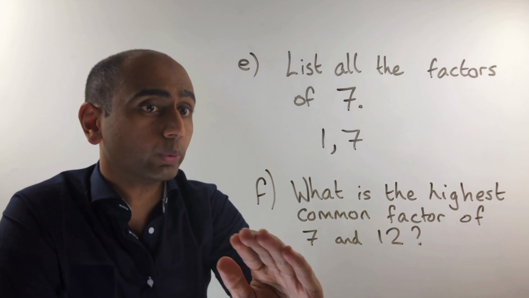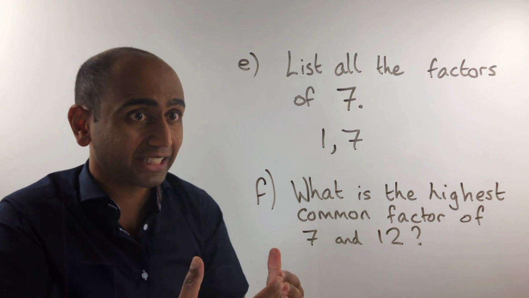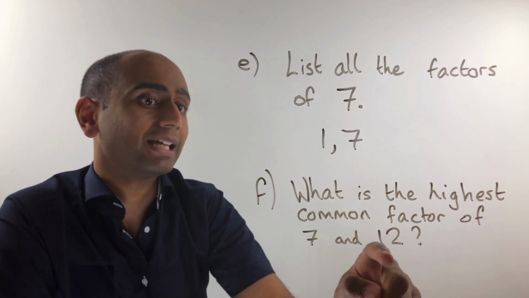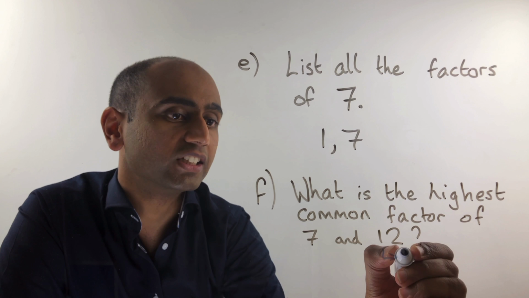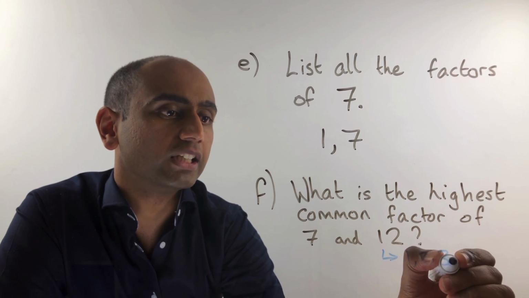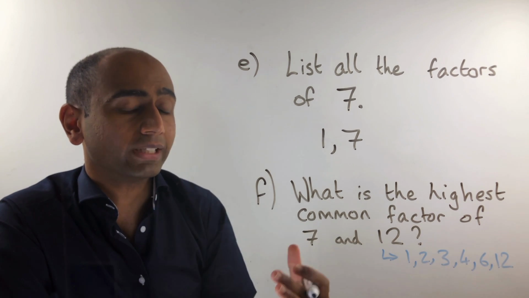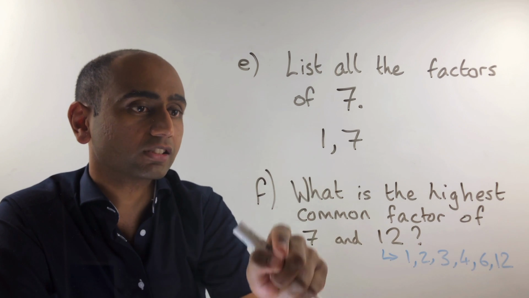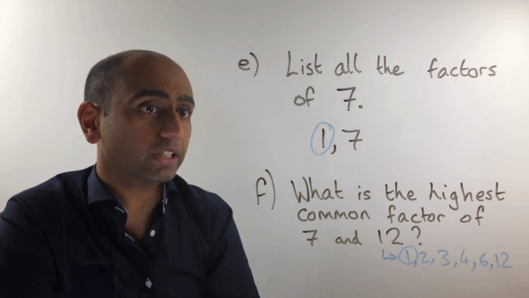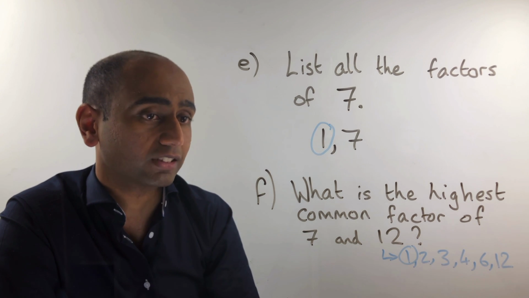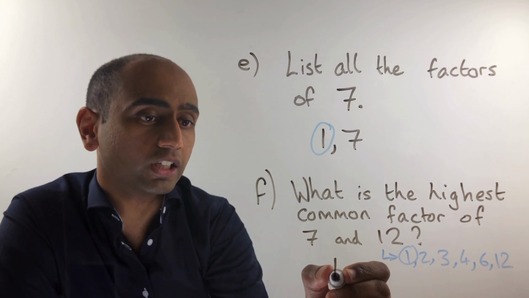Finally, in part F, we need to find the highest common factor of 7 and 12. So we're looking for the biggest number that happens to be a factor of 7 and a factor of 12. If I list out the factors of 12 again, from what we did earlier, we had 1, 2, 3, 4, 6 and 12. What we're now looking for is the biggest number in both lists, and hopefully you can see that the answer is 1. In fact, that is the only number in both lists, which means it's the only common factor of 7 and 12, and therefore it's automatically the highest. So the answer is 1.